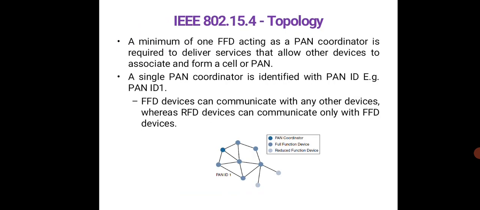All the nodes in the same network should use the same PAN ID. Coming to this topology again, you will have a minimum of one FFD which will act as a PAN coordinator, and this is required to deliver the services that allow other devices to associate and form a cell or a PAN. A single PAN coordinator is identified with a PAN ID, for example PAN ID 1. So a coordinator will have one particular ID which is identified as PAN ID 1. FFD devices can communicate with any other devices, whereas RFD devices can communicate only with the FFD devices.